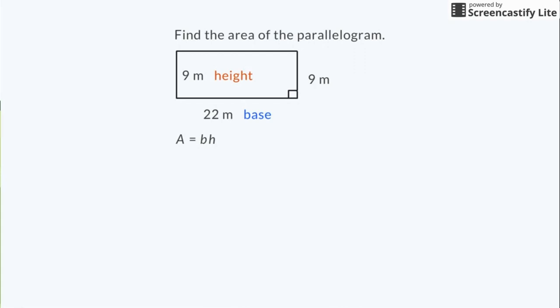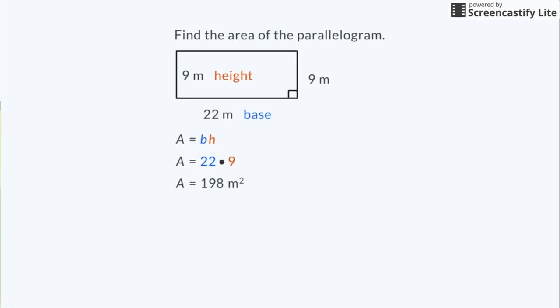Now, I will substitute the values I have for the base and the height in the formula and solve for the area. I have A equals 22 times 9. Multiplying 22 by 9 gives a product of 198.